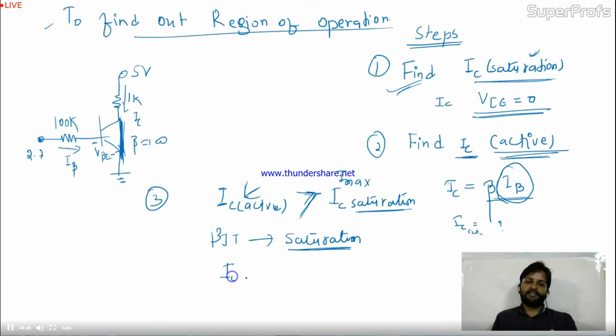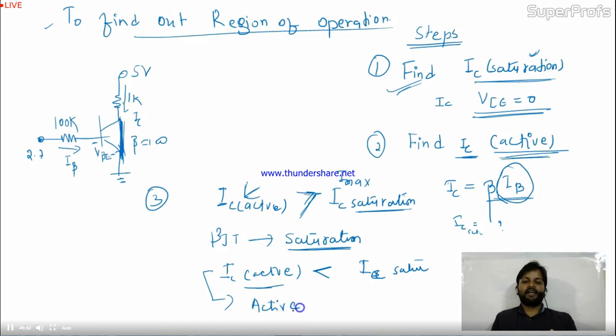Now what if the IC active current is lower than IC saturation? Saturation current is the max current, and now your active current is less than the max current. What does it mean? It means that yes, your transistor is working in the active region. When IC would exceed the saturation current, it is a default. No current can exceed the IC saturation. So if this type of condition comes, the circuit will work in the saturation region itself. Is it okay to you?